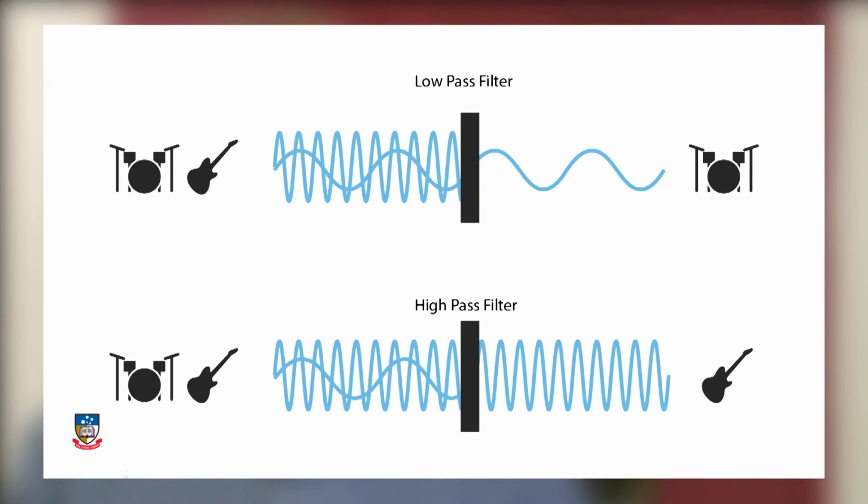You might remember from last week that within a subtractive synthesizer, there are low and high pass filters. Low pass filters allow low frequencies through and remove high frequencies, while high pass filters do the opposite.